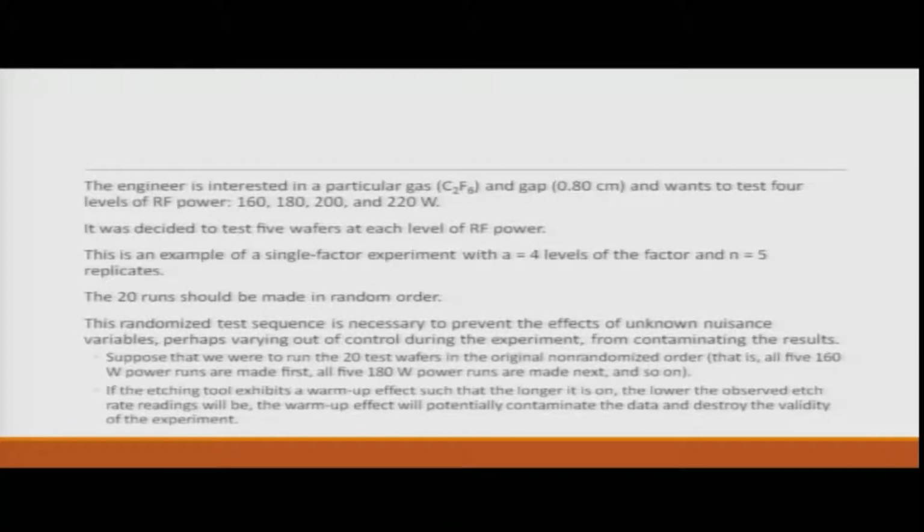So, the engineer is interested in a particular gas, and the gap, say for example, is 0.80 centimeters, and wants to test 4 levels of power, which are 160, 180, 200 and 220. Depending on that, you will find out the rate of etching. It was decided to test 5 wafers at each level of power. So, for 160 we will test 5 of them and find out the average performance. Similarly, do it for 5 other IC circuits which are in the raw stage, like a wafer with a coating. Then again for 200 you have another 5, then for 220 you have another 5.